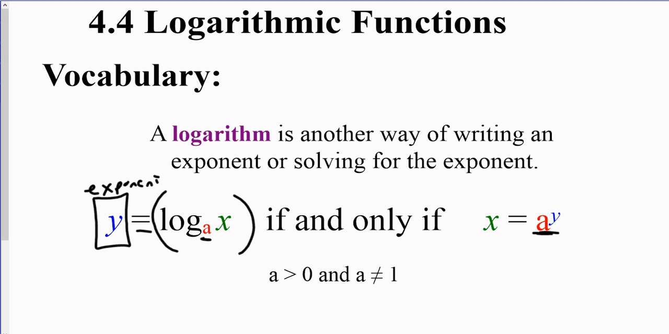So we can see here's our exponent, and then what you take your log of, x, is right in there, the argument of your logarithm. Okay, a cannot be equal to 0. We cannot have a base of 0, and a cannot be equal to 1.